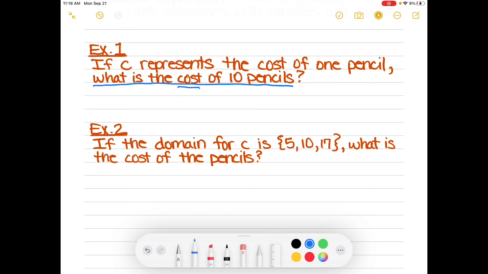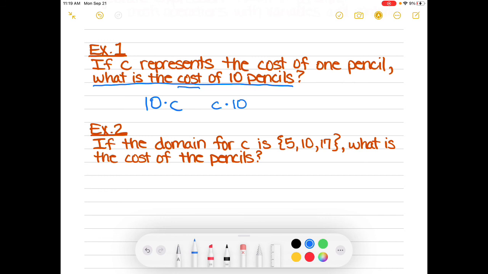You would multiply, right? 10 times 5. But we don't know that it costs 5 cents. We know that it costs C cents. So we have C for cents instead. So actually, to do this, I would go 10 times C, right? Because if it was 5 cents, I would do 10 times 5.